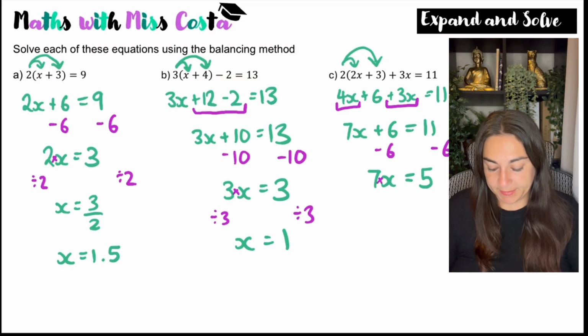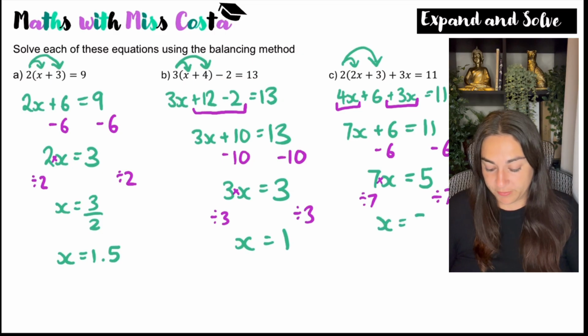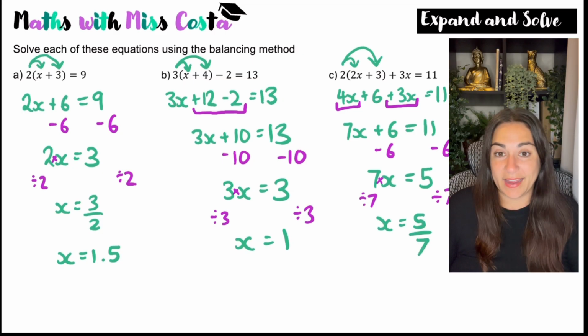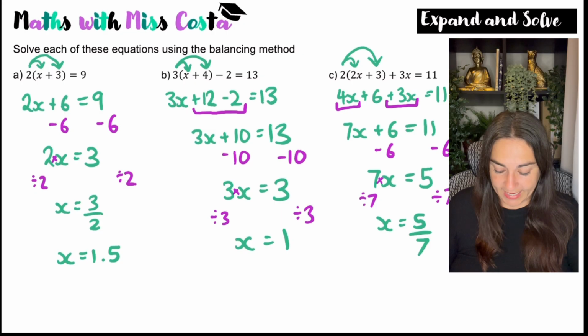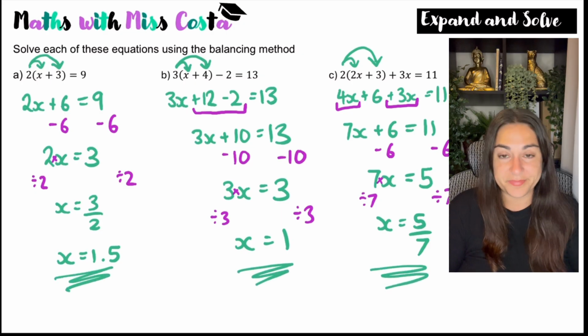And then 7x means 7 times x. So to get rid of this, I'm going to divide by 7 because 7 divided by 7 is going to be 1. And I'll be left with x is 5 over 7. And if it's not an easy number to divide, it's absolutely fine to leave your answer as a fraction.